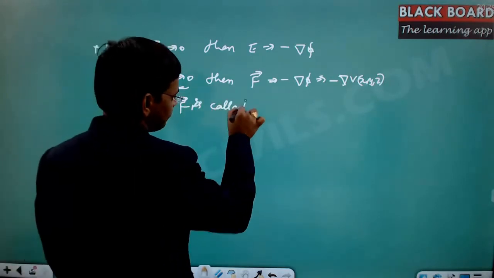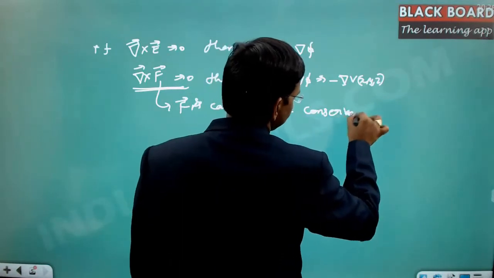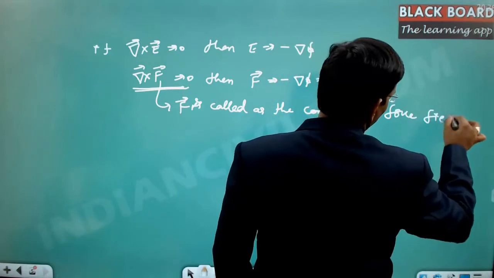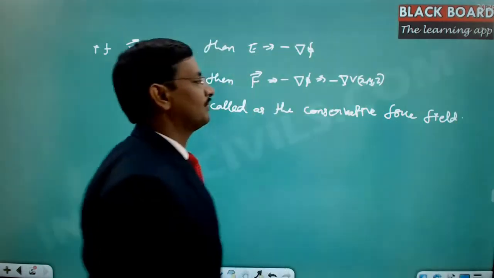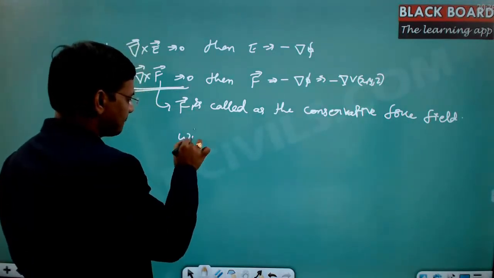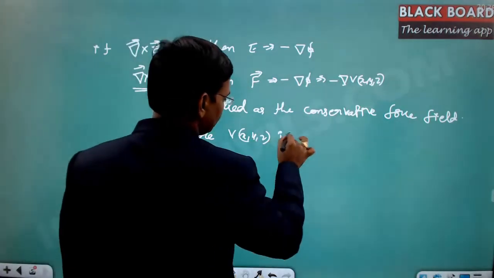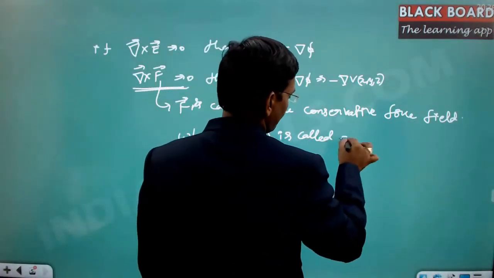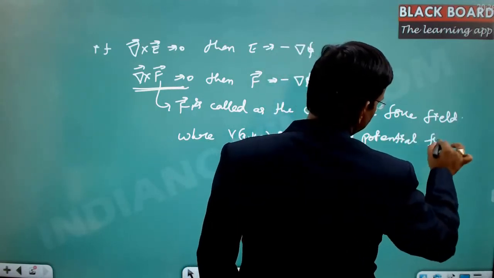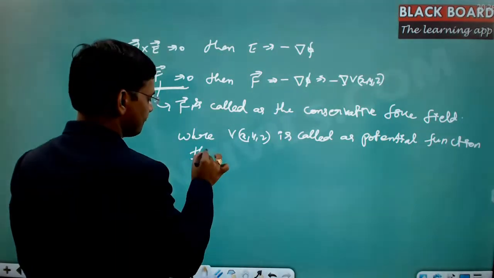Now, if del cross F is equal to 0, then F is called the conservative force field. So this is called the conservative force field, and then F can be expressed as minus del V, where V of x comma y comma z is called the potential function. And this function is a point function.